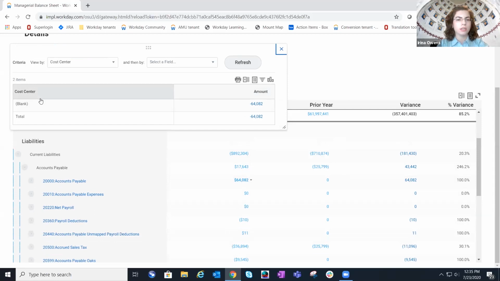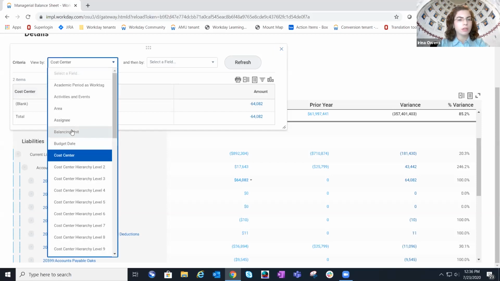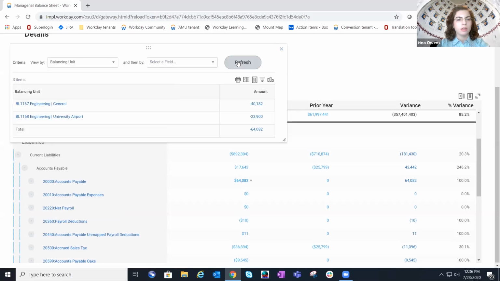That is because cost center is not a balancing work tag. And since accounts payable is a balance sheet transaction, we don't expect a cost center to be found here. However, if we pivot the data by balancing unit, you can see that a calculated value shows up. Balancing unit is a balancing work tag, so we expect it to be on the balance sheet transaction, and you can run full balance sheets by these values. Next, Tiffany is going to explain carry forward work tags.